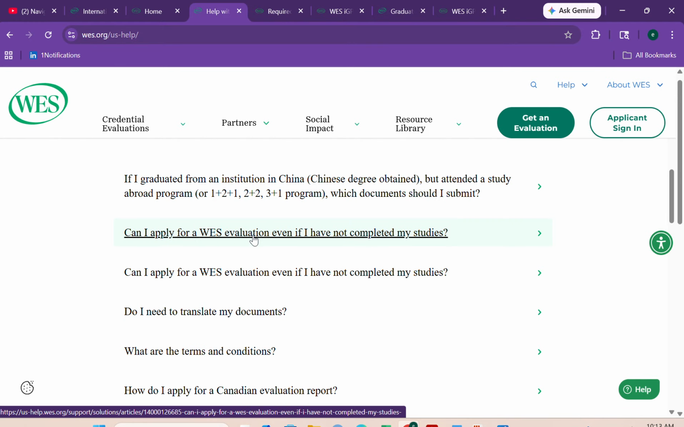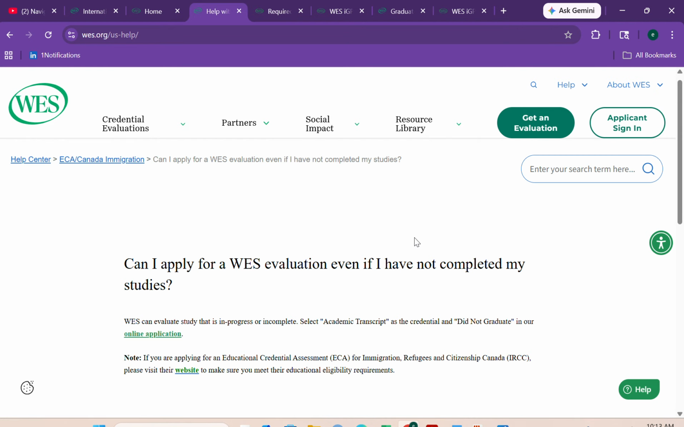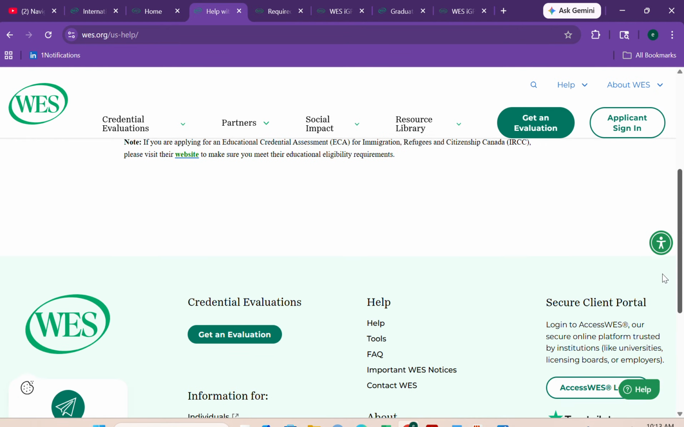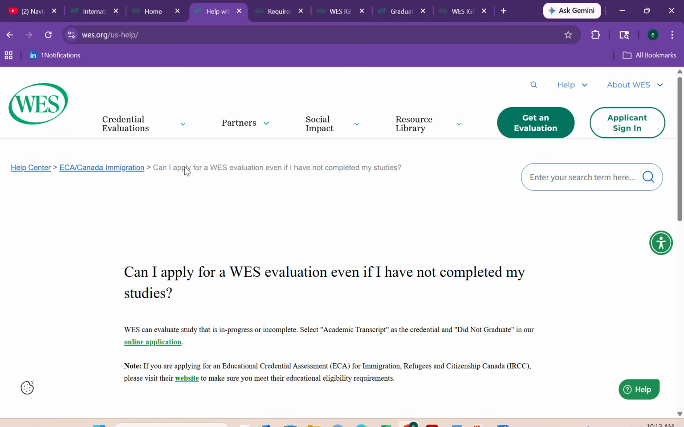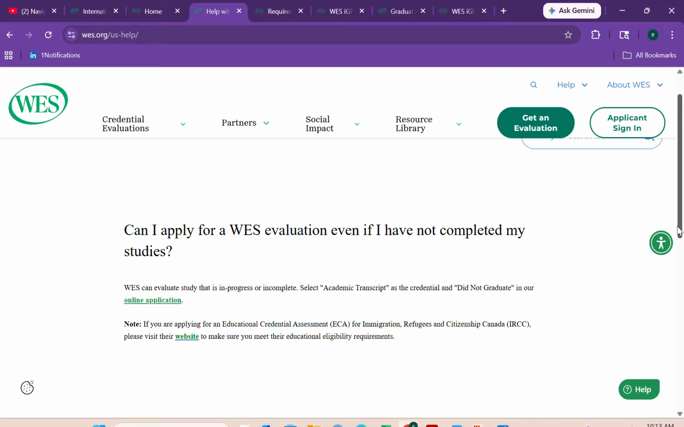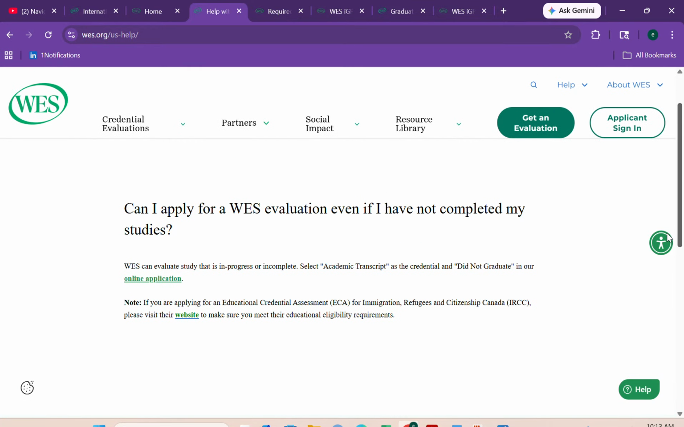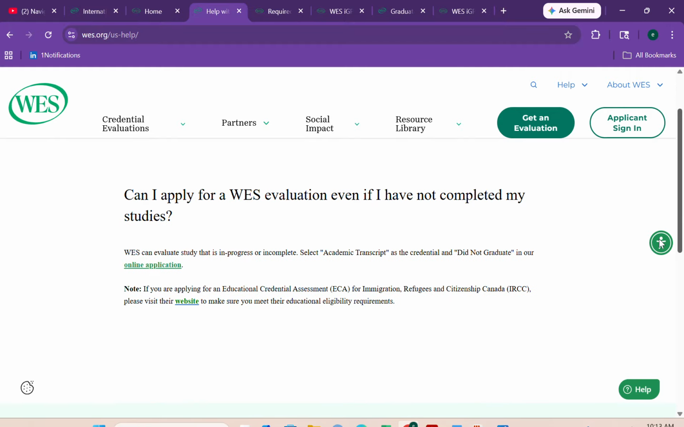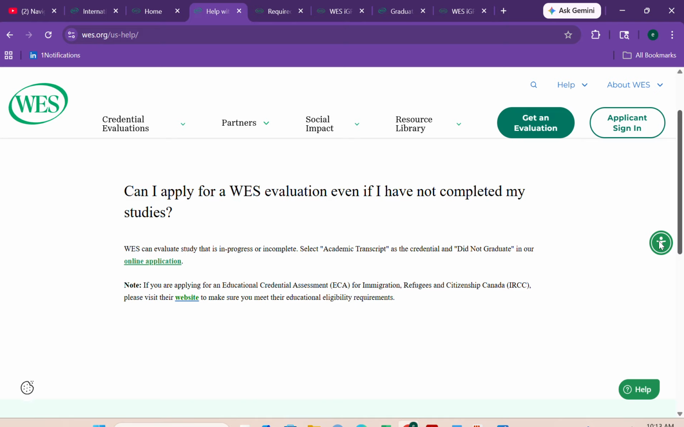Can I apply for WES evaluation even if I have not completed my studies? They have answered the question here for you. WES can evaluate a study that is in progress or incomplete. Select academic transcript as the credential and did not graduate in the online application. So that's how you approach it. Even if you are about to complete your degree, or you are in the middle and you still want to evaluate your transcript with World Education Services, it is allowed.